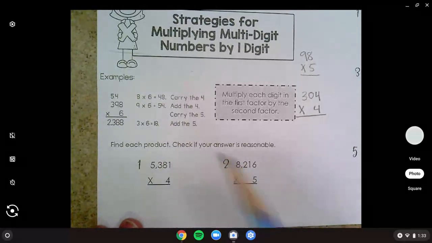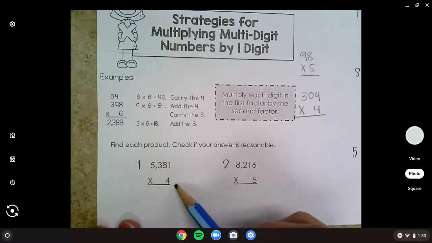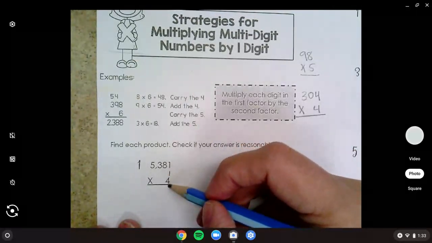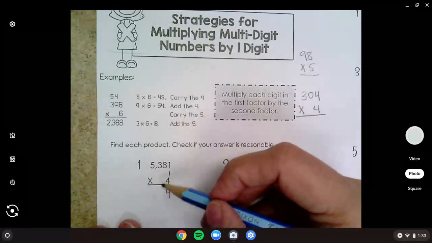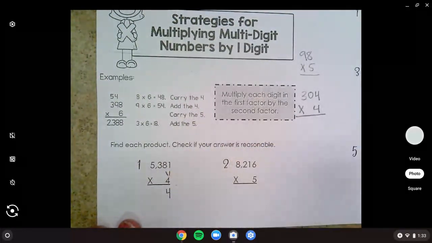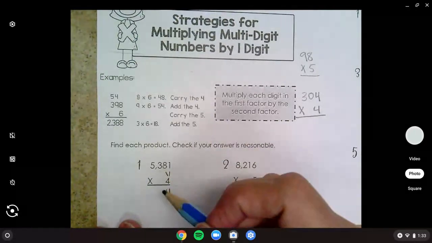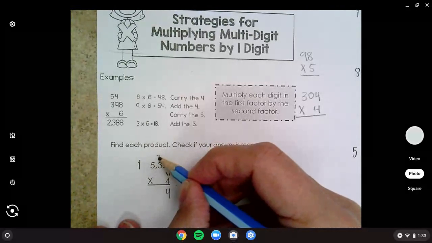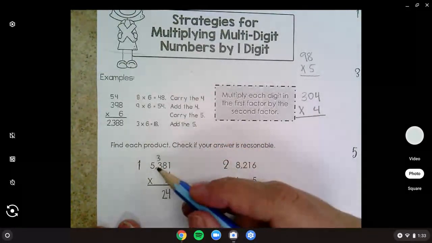So let's do one practice one together, okay? 5,381 times 4. Remember, we start in the ones spot. So 1 times 4 is 4. Then I don't need to carry anything over, so I'm looking to my tens spot. 8 times 4 is 32. But I remember I need to carry over my tens from 32. So I carry my 3, and I leave my 2 in the tens spot, trying to line them up as best as I can.